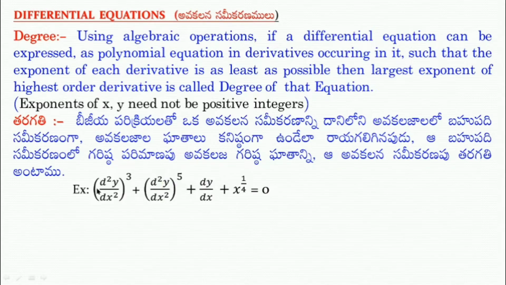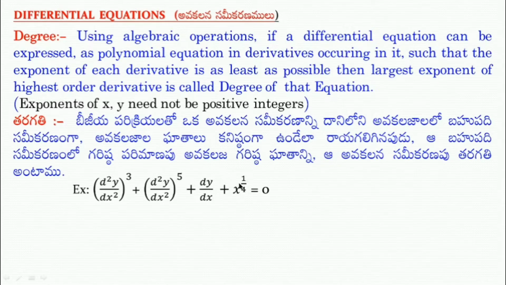Here we have a differential equation, (d²y/dx²)³ + (d²y/dx²)⁵ + dy/dx. This equation is already in polynomial form. What is the polynomial form? Polynomial form means the exponents should be positive integers. Here (d²y/dx²) cubed has a positive integer exponent, (d²y/dx²) to the power 5 is again a positive integer, and the exponent of dy/dx is 1, again a positive integer.